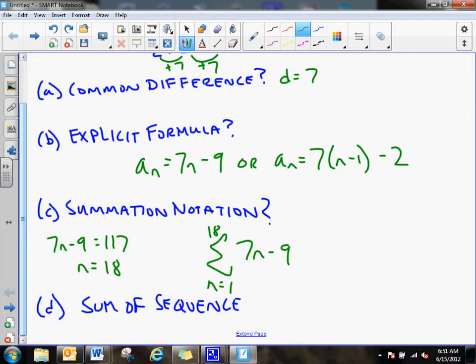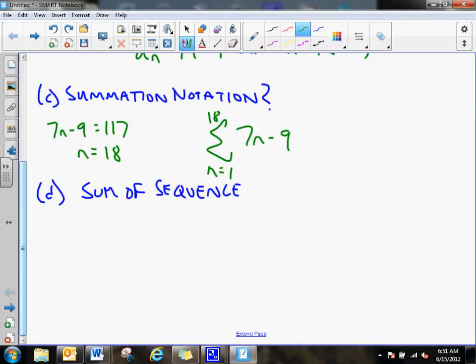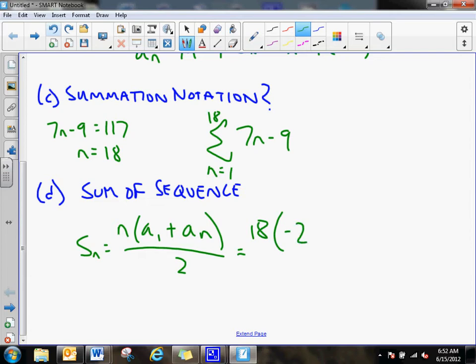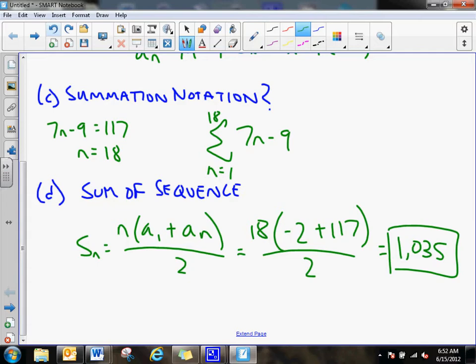There's summation notation. And the sum of the sequence, we need to use this formula. The number of terms times the first term plus the last term, divided by 2. The number of terms is 18. The first term is negative 2. The last term is 117, divided by 2. We get 1,035. There we go. Pretty straightforward stuff.